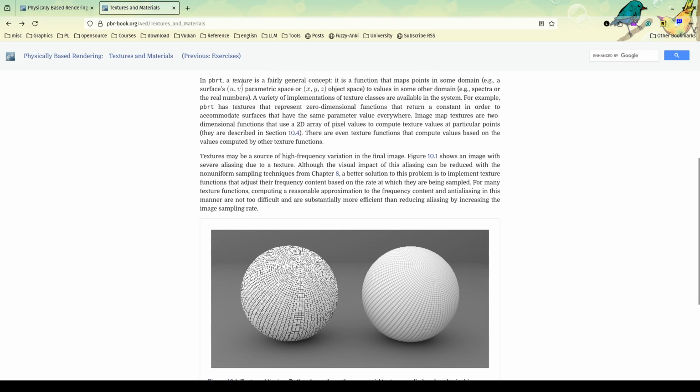In PBRT, a texture is a fairly general concept. It is a function that maps a point in some domain to a value in some other domain. So it's basically a function. It's a definition of a function, basically. Yeah, I noticed that. Very simple. This chapter will be quite short then, I bet. Haha.